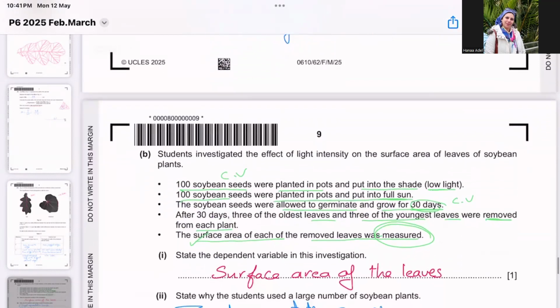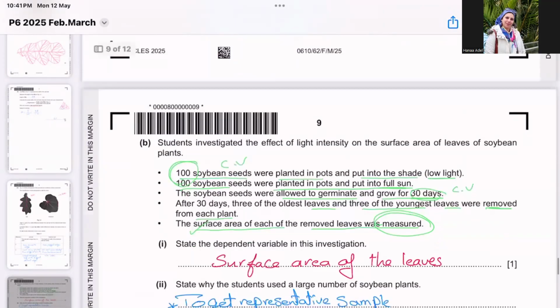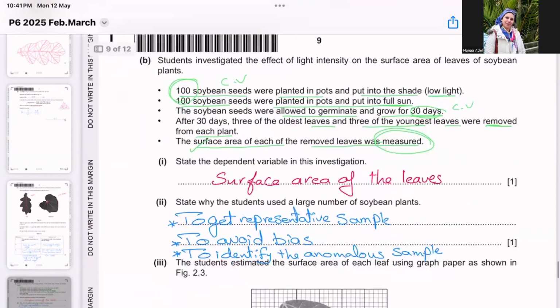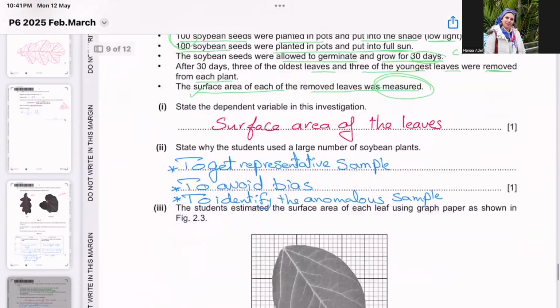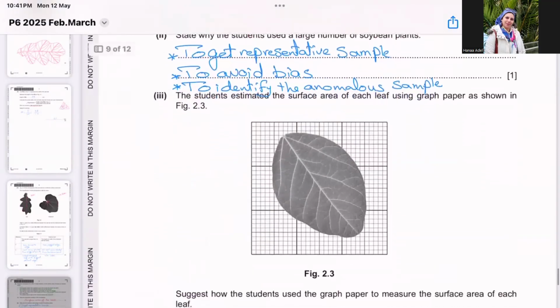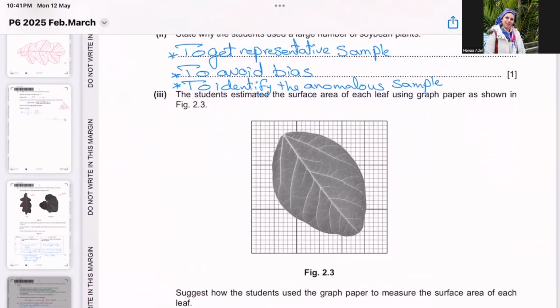State why the student used a large number of soybeans, so they are 100 soybeans. When we choose a large number of whatever the sample, it is to get a representative sample or to avoid bias or to identify the anomalous result or to get reliable results. All of them are accepted. You just need one of them. The student estimated the surface area of each leaf using the graph paper as shown in the figure. Suggest how the student used the graph paper to measure the surface area of each leaf.